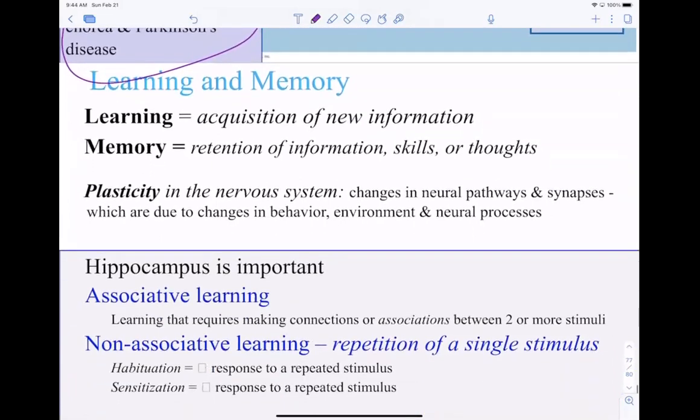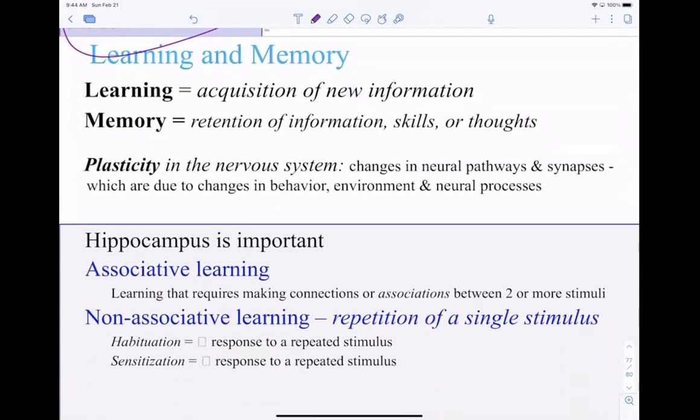Last thing is learning and memory. So learning is the acquisition of new information. Memory is the retention of that. And by retention, we mean neural connections, right? And loops. And so you have to form these strong neural connections and loops in order to, quote, memorize something or remember it. The term plasticity is really, the definition is having a permanent change in the neural pathways or synapses, right?